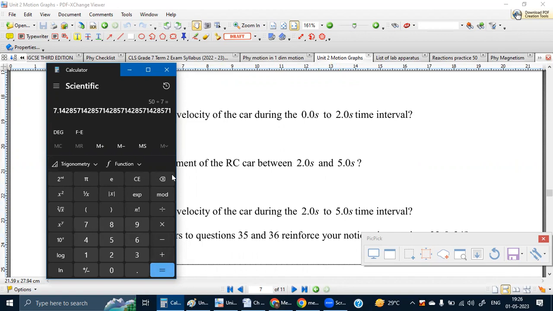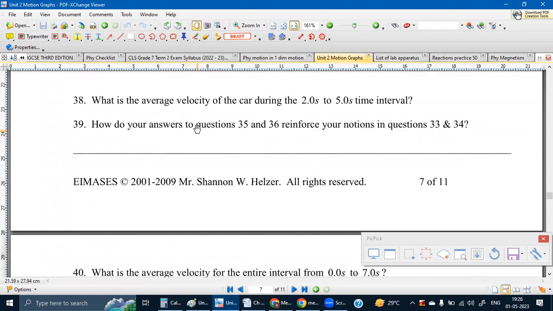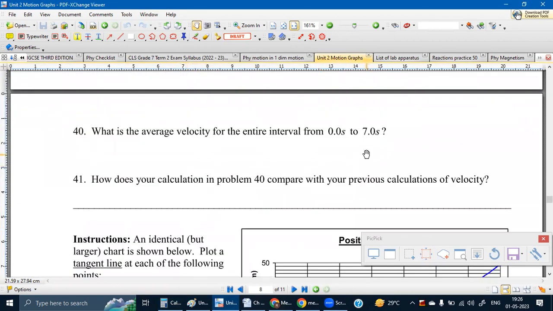7.14, we will take up to 2 decimal places. So average velocity in the entire journey is 7.14 meters per second.